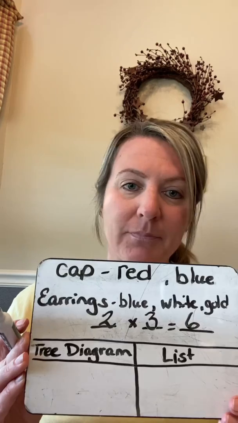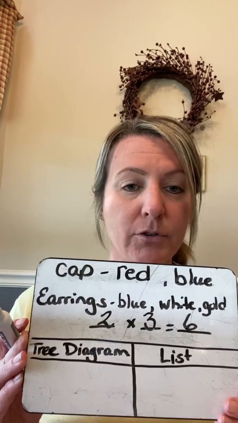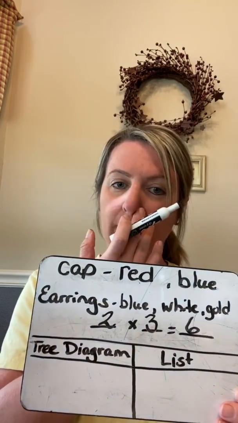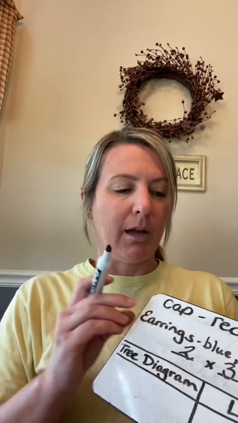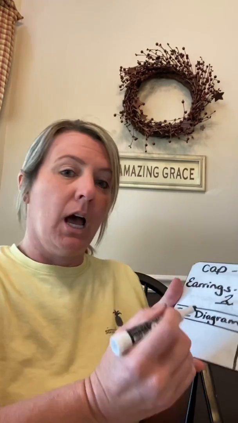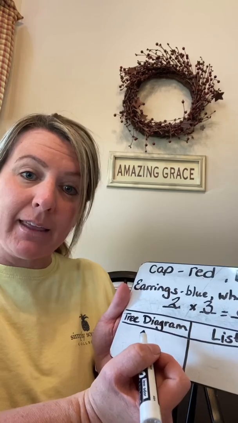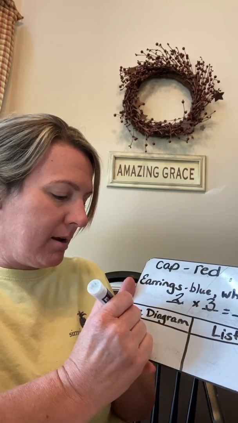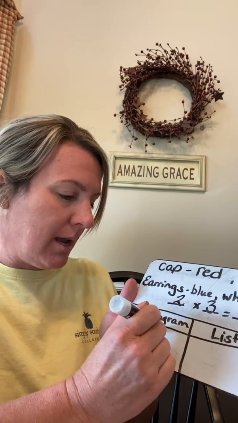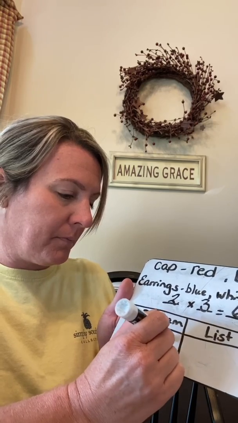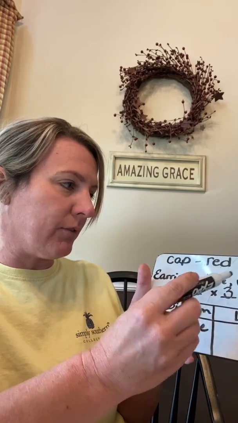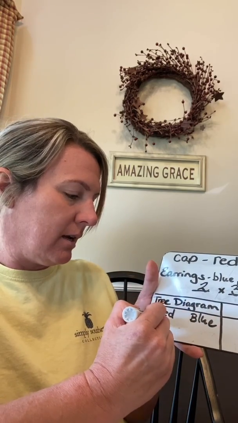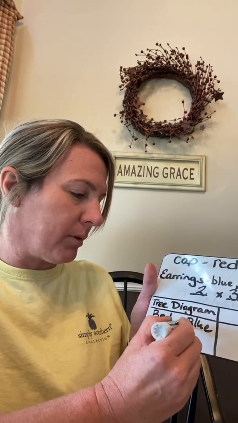Now, a couple different strategies that we can use to list our sample space, and really, to me, sometimes one is better than the other, or sometimes you may just have a personal preference like we often do in math. One is a tree diagram. A tree diagram, and I'm going to show you how to do it here, is where we take, typically like on this one, I'll take the caps, red and blue, okay? And then, since there's 3 different options of earrings, I'm going to make like 3 little branches coming out.